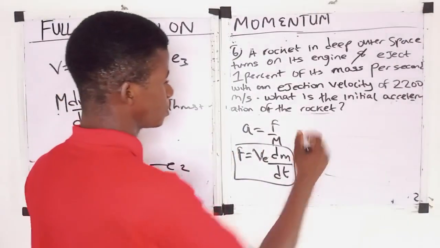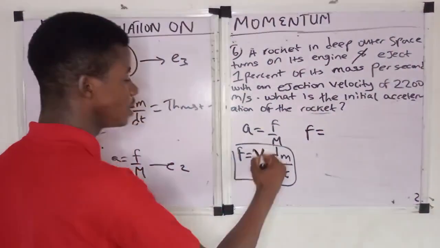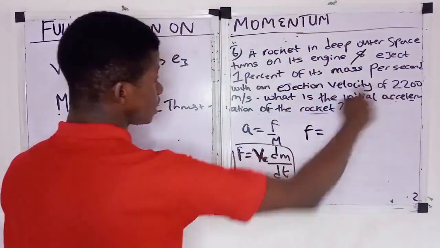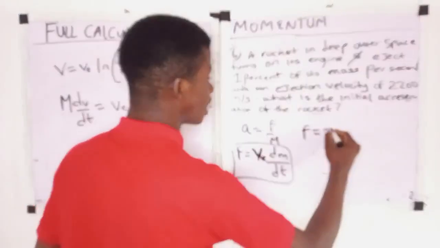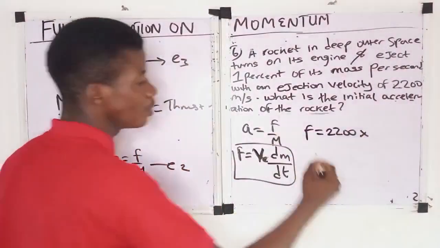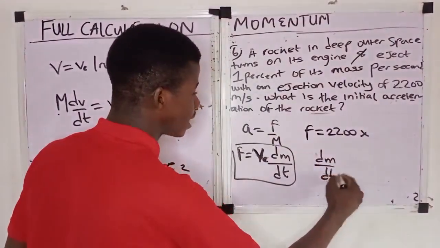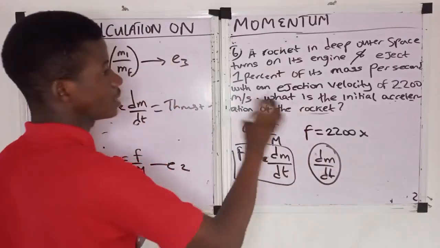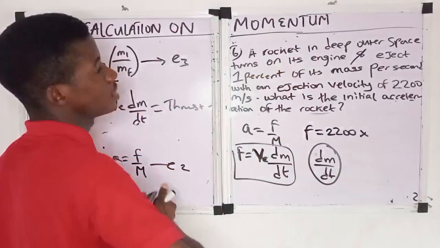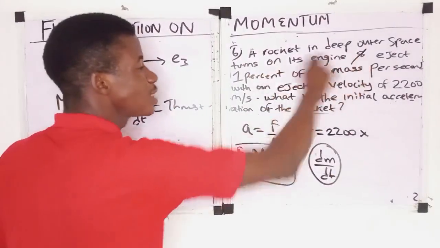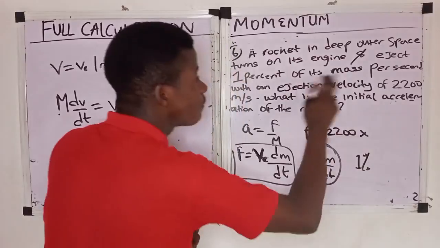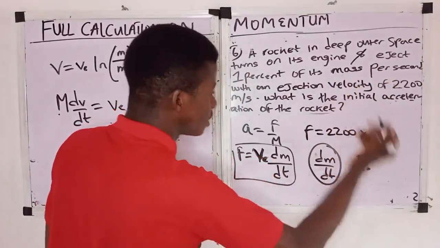So force is equal to Ve, the ejection velocity, which in this question is 2,200, times dm over dt. In the question, the engine turns on and ejects 1% of its mass per second.